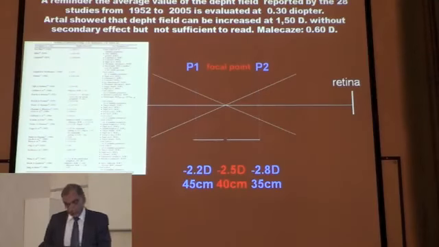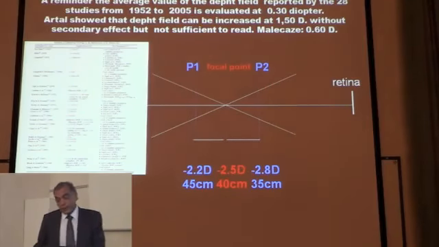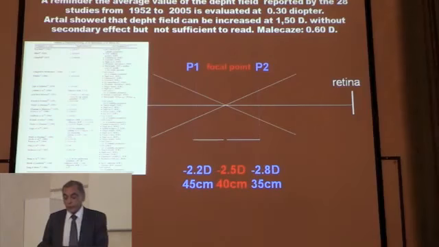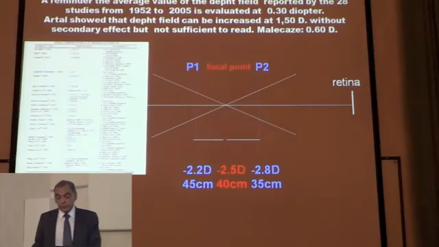We are speaking today about depth of field. A reminder about the average value of the depth of field reported by 30 studies is evaluated to 0.30 diopters. Our study shows that depth of field can be increased to 1.5 diopters without secondary effect, but not sufficient to read. Professor Malcaz in Toulouse shows that we can go only to 0.60 diopters.